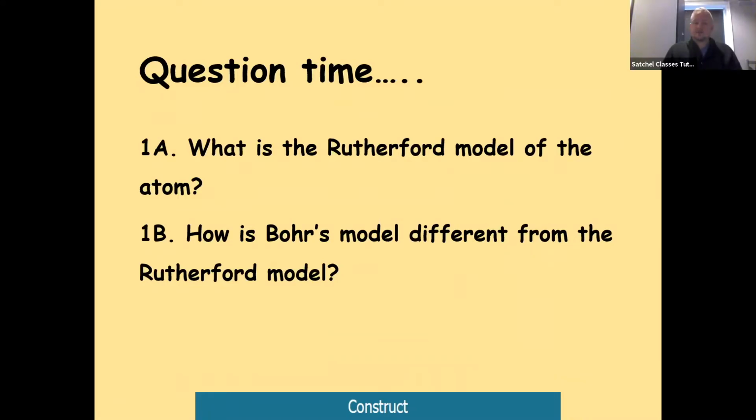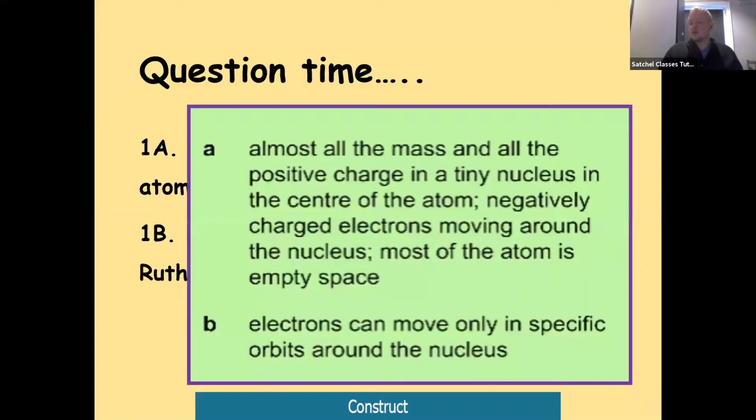But quick question, what is the Rutherford model of the atom then? And how is Bohr's model different from the Rutherford model? Well, we've come across the Rutherford model before, earlier in the series or earlier in your revision. And the Rutherford model said that almost all the mass and all the positive charge is in a tiny nucleus in the center of the atom and negatively charged electrons moved around the nucleus. It didn't say where, just said they were moving around it. It also said that most of the atom is completely empty space.